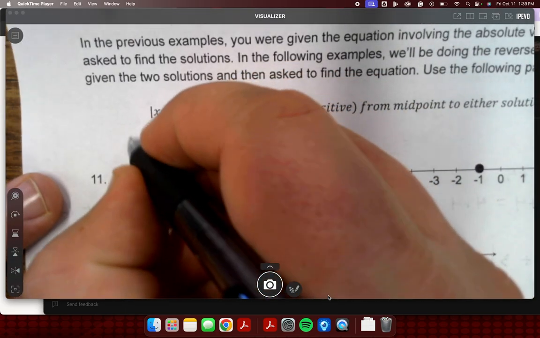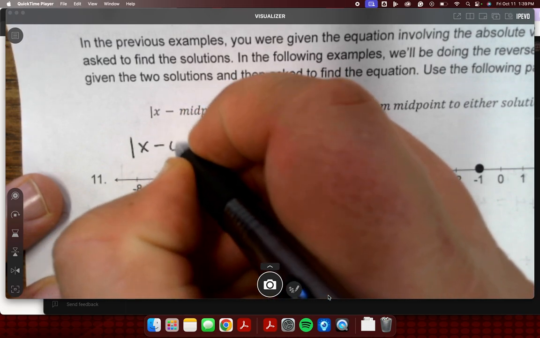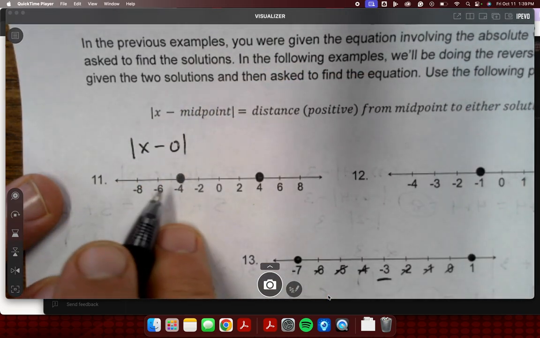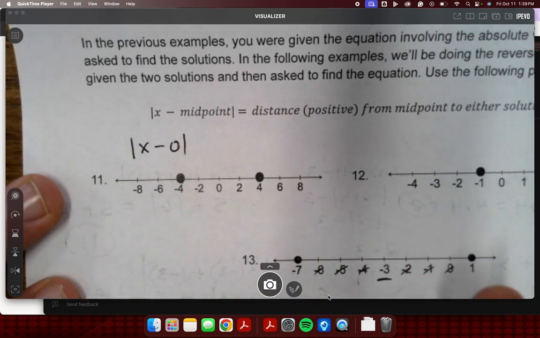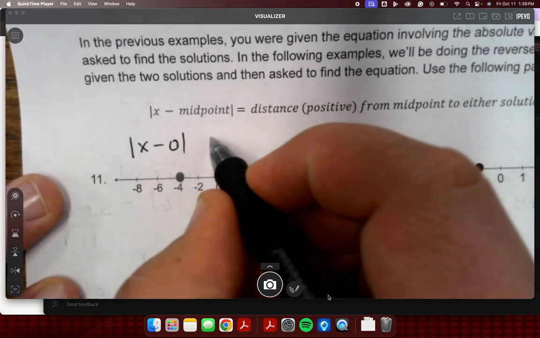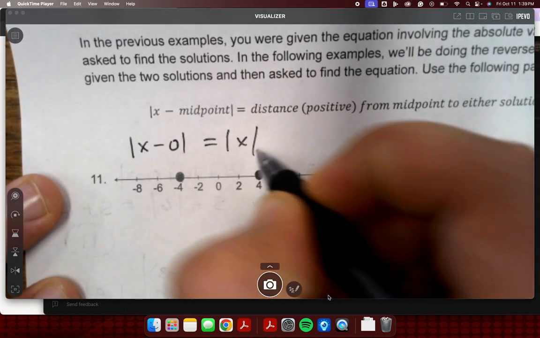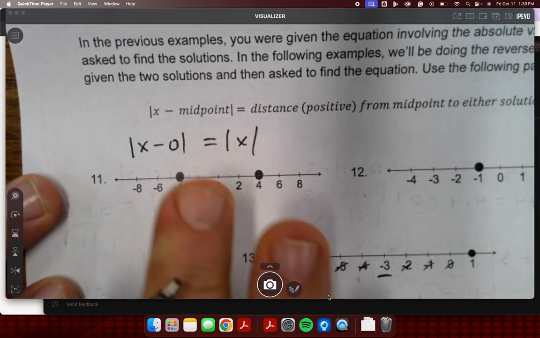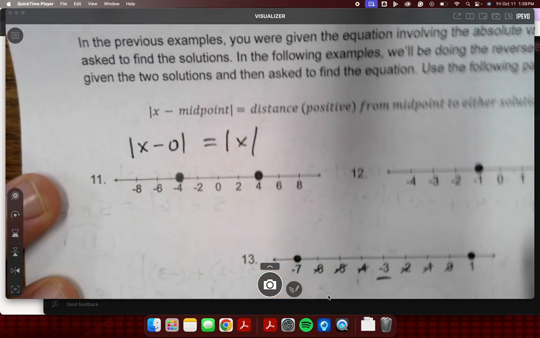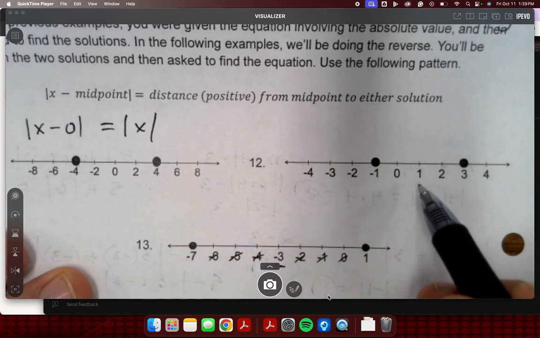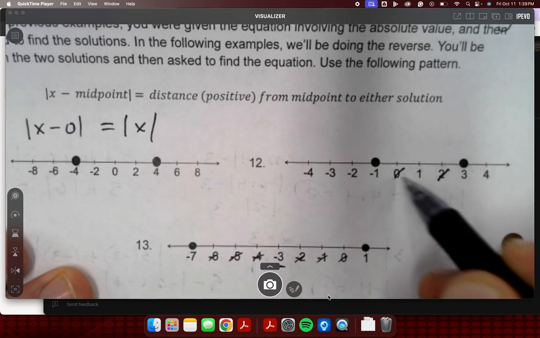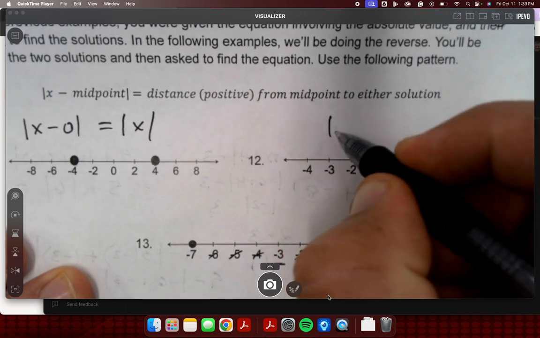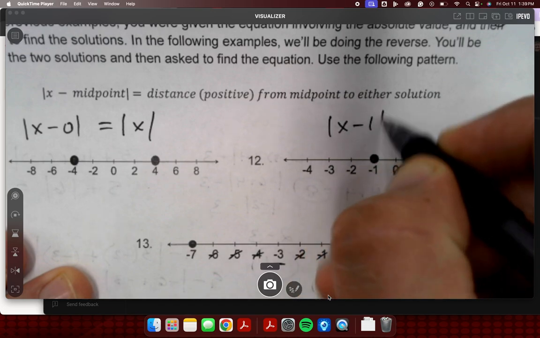So it tells us to do the absolute value of x minus the midpoint. Now, you don't have to write -0. Obviously, other numbers you have to write, but this is just as fine if you just say absolute value of x. Now, we're not finished. We'll come back and do the second half in a second. Okay, so this one, the midpoint was 1. So we do the absolute value of x minus 1.